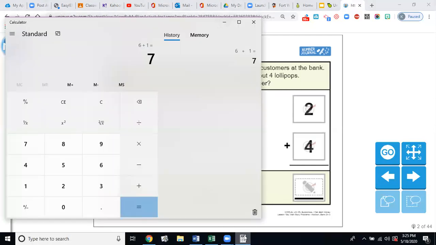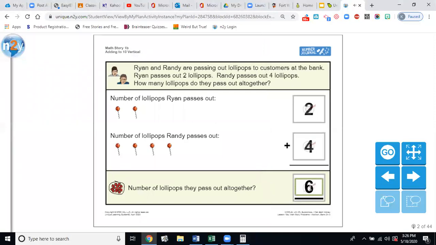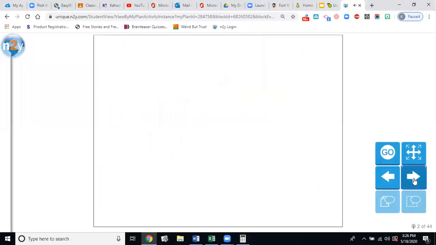Okay, I'm going to go back to our calculator. Here's the C. Anytime you want to erase something, just push that C. Okay, 2 lollipops plus 4 lollipops equals 6. If you use the calculator on your computer, it'll keep up with the ones that you have done. So we're on this one, 2 plus 4 equals 6. Okay, let's go to the next one.